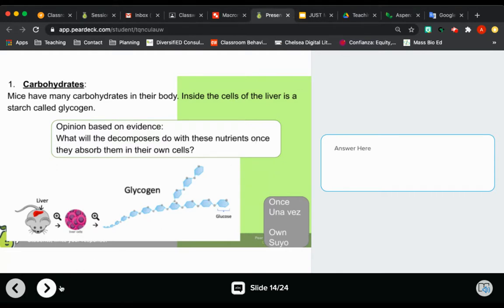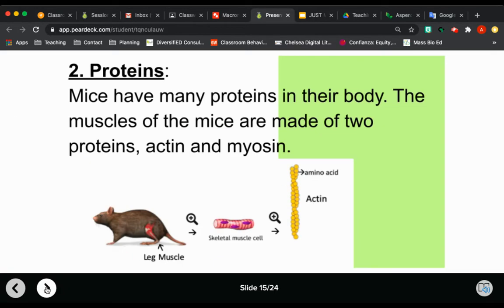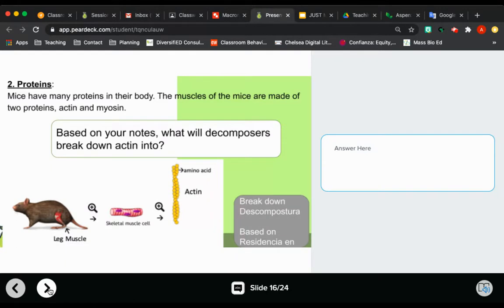So the next part is extremely similar. Proteins. Mice have many proteins in their body. The muscles of the mice are made of two proteins, actin and myosin. You see the mouse with the leg muscle. So that's the skeletal muscle cell. And then we have actin. So the polymer or protein actin, the macromolecule. So it says, based on your notes, what will decomposers break actin into?